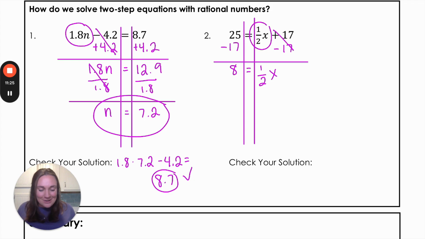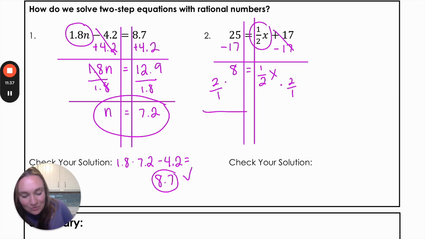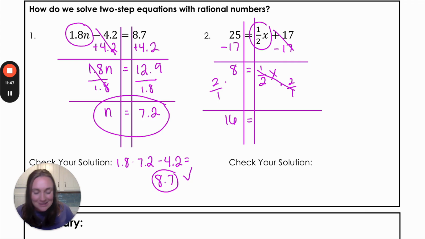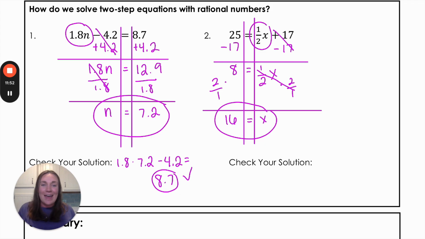All right, here's the big new thing. So right now, 1/2 is being multiplied by x. So the opposite of multiplying by 1/2 is multiplying by the reciprocal, 2/1. Draw that big line in there. And so 8 times 2/1 is really just 8 times 2. So we get 16. That 1/2 and 2/1 are those inverse operations. So all I'm left with is x, which is exactly what I want. X equals 16. Let's do our last check our step.